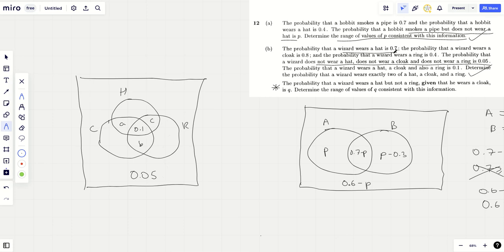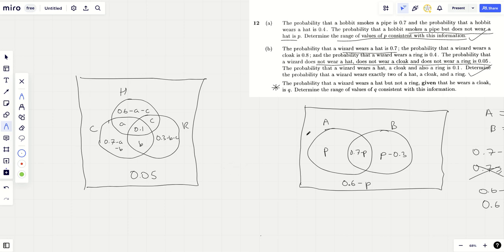The probability that a wizard wears a hat is 0.7. Well, this must be then 0.6 minus A minus C. Now all of that adds up to 0.7. Likewise, as this is all 0.8, this needs to be 0.7, because we've already got 0.1 counted, minus A minus B. And likewise, this needs to be 0.3 minus B minus C.